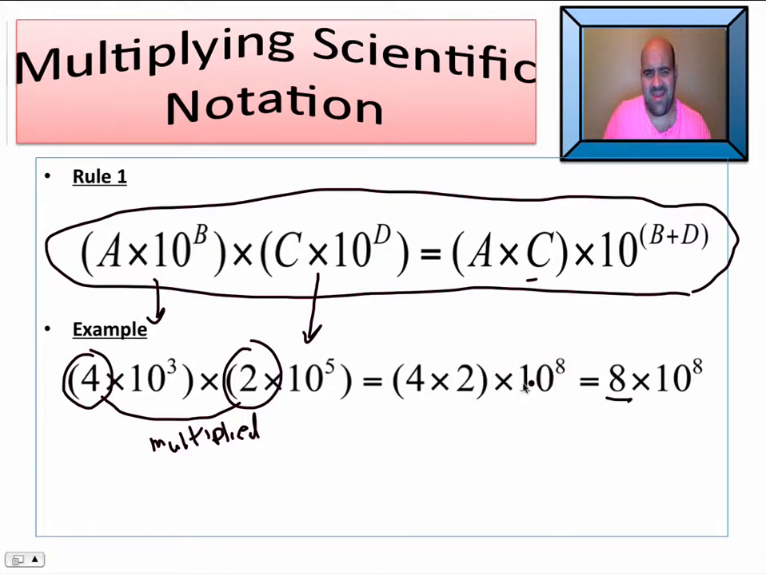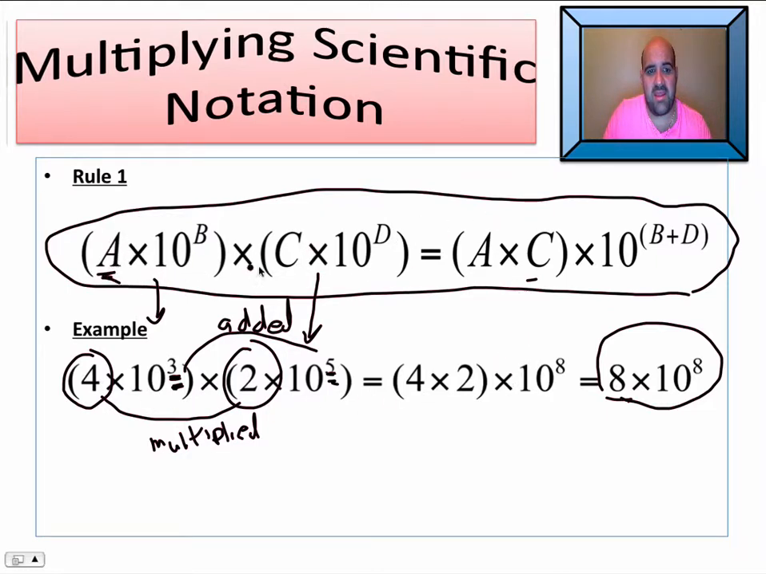And they raise it to the 8th power. Well, how did they get this 8? They took these exponents and they added them. And that's all you've got to do when you're multiplying and dividing scientific notation. 4 times 2 times 10 to the 3 plus 5 is 8. All you do, multiply the leading numbers, add the exponents. And that's exactly what this says.